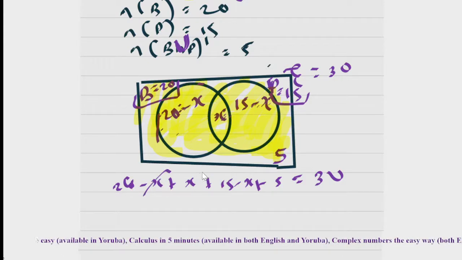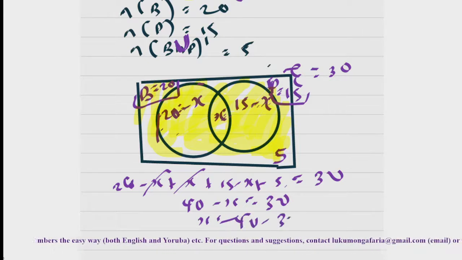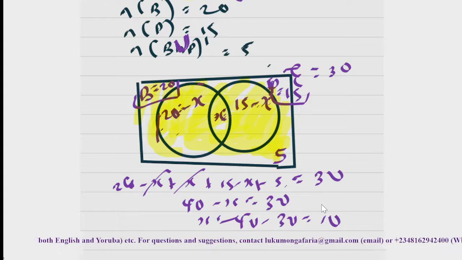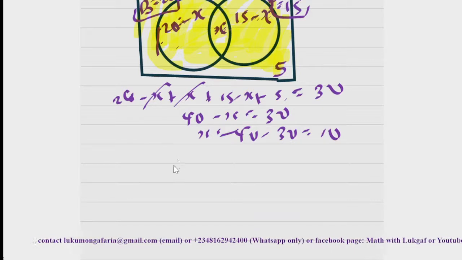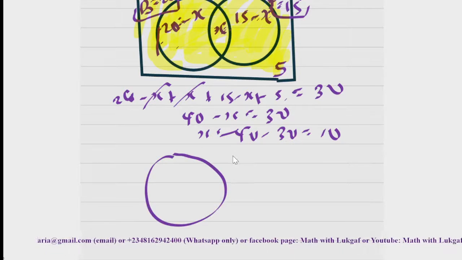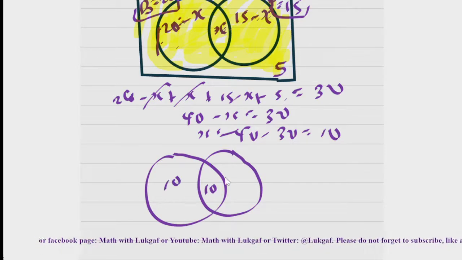You see that this x cancels this. So 20 plus 15, that's 35, plus 5, that's 40, minus x is equal to 30. So then you have that your x is equal to 40 minus 30, which is equal to 10. If you like, you can draw the diagram again so that it makes sense. You have something of this nature. You have your x now to be 10. So 20 minus 10, that is also 10. 15 minus 10, that is 5.